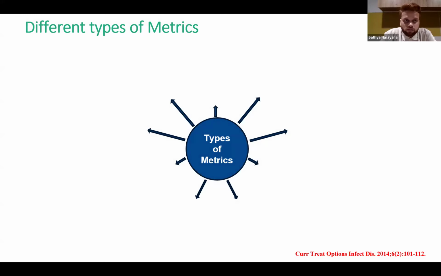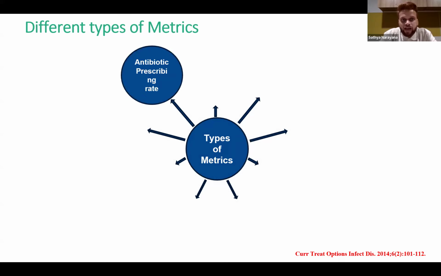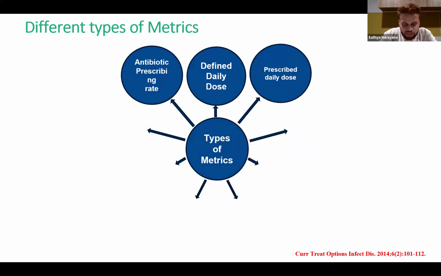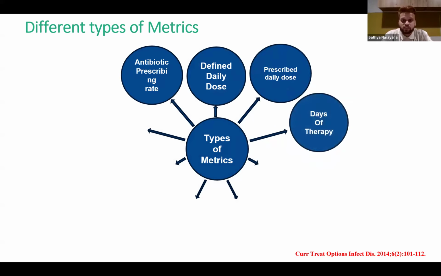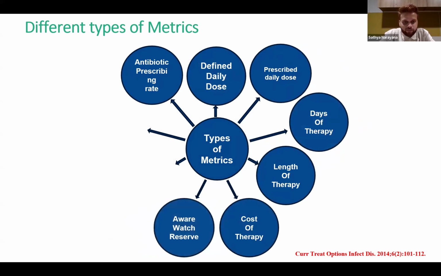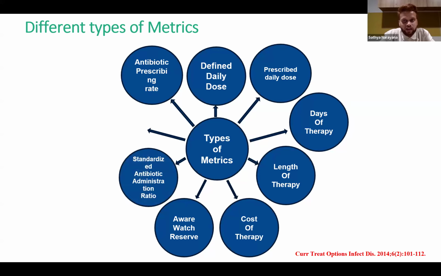In this metrics part, we have different antimicrobial related metrics. First, antimicrobial prescribing rate. Next, defined daily dose. Third, prescribed daily dose. Fourth, days of therapy. Next, length of therapy and cost of therapy. Then the AWARE classification that was introduced by WHO, the standardized antimicrobial administration ratio, and finally, antibiotic related length of stay. So these are all the metrics we'll be discussing now.